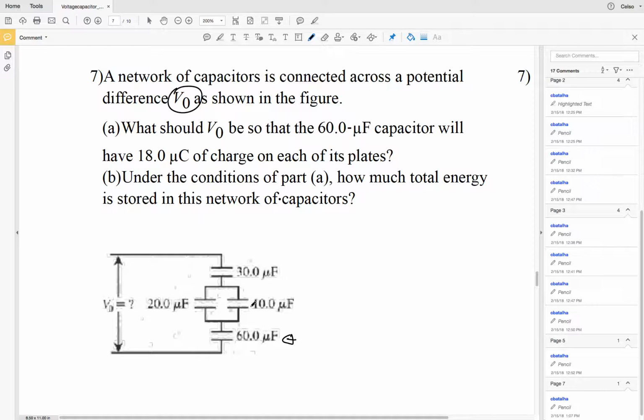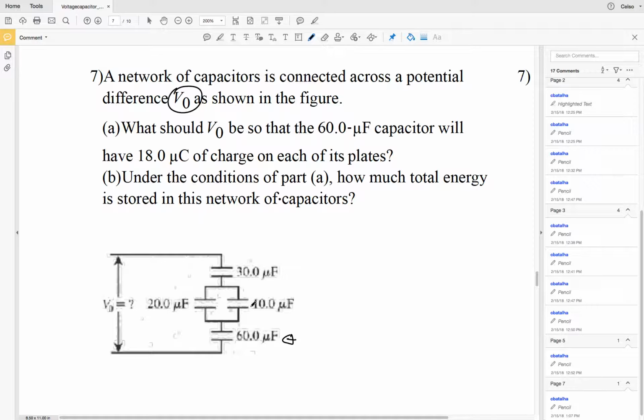In series, the equivalent capacitance is given by the inverse sum of each of the components. Okay. And in parallel, the equivalent capacitance is given by the sum of its components. Okay? So you have that in your cheat sheet. You just need to remember how to operate these things.